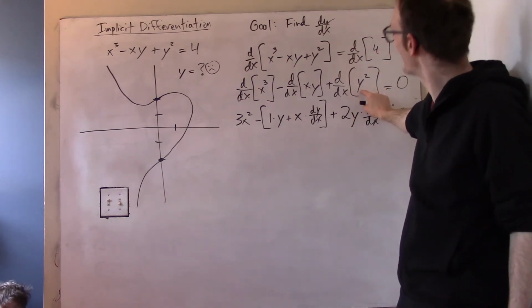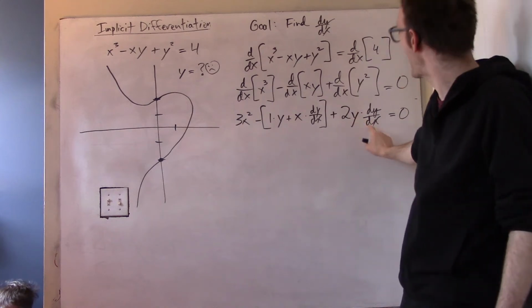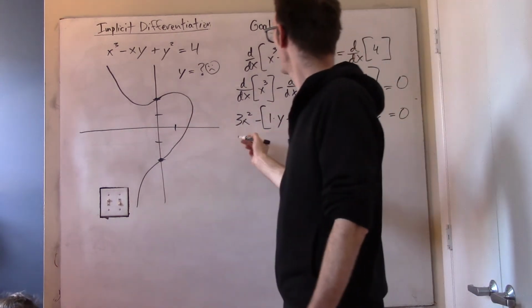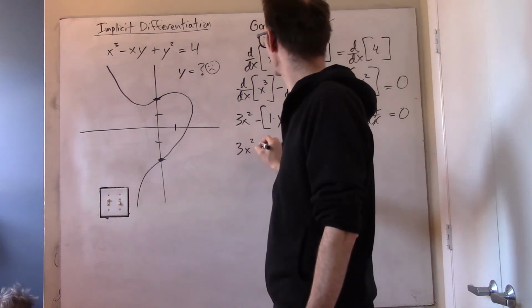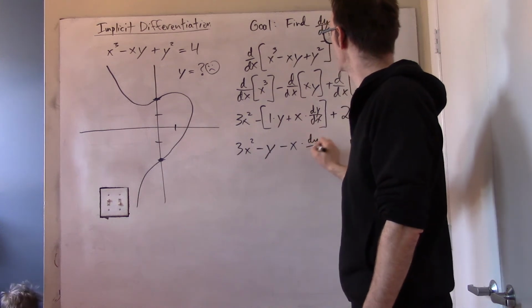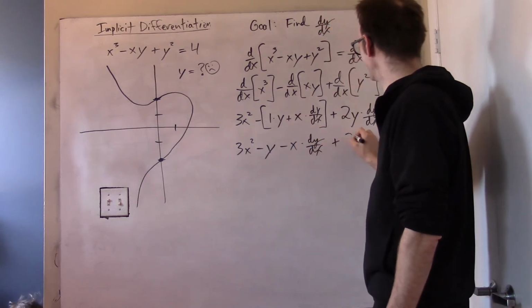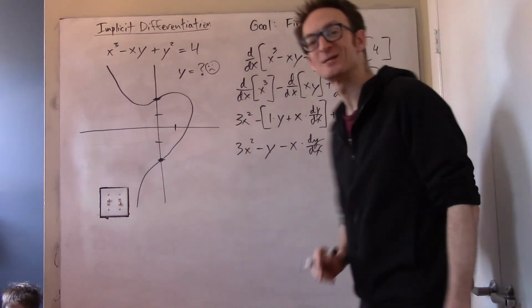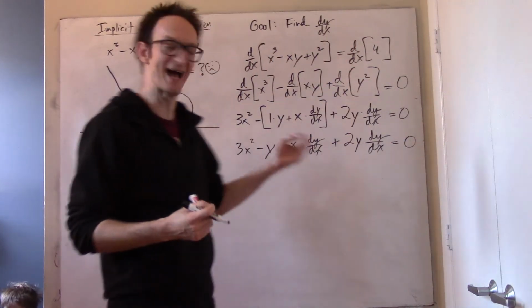The derivative of something squared is 2 something, back inside for the derivative of the something. So now I have this complicated expression, but hopefully you now see that it's just a bunch of algebra, right? You get minus y minus x dy dx plus 2y dy dx, and now you just interpret dy dx algebraically.